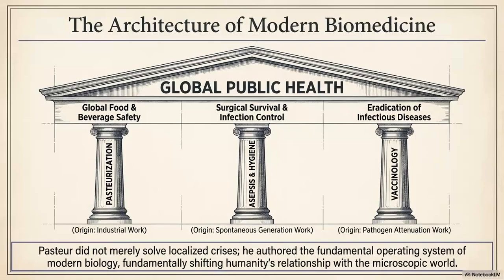Behold the grand architecture of global public health, a temple built upon the enduring legacy of Louis Pasteur. This final slide reveals the 3 monumental pillars that support the modern world. First, pasteurization, born from industrial crises, secures our global food and beverage safety. Second, asepsis and hygiene, emerging from Pasteur's battle against spontaneous generation, ensure surgical survival and infection control. Finally, vaccinology, the fruit of his work on pathogen attenuation, stands as our shield for the eradication of infectious diseases.